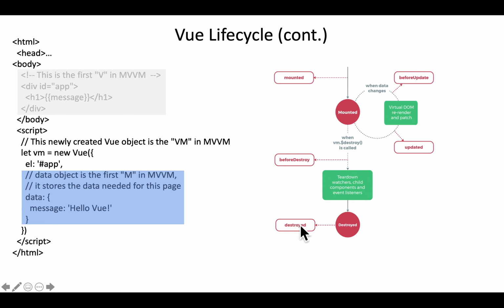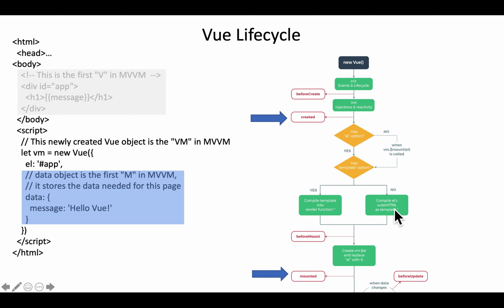So that's the entire life cycle of Vue. Just remember that Vue provides a hook function for each stage. So we can add our custom code inside. So for example, we want something to be done when Vue is in created stage, and we want something to be done when Vue is in mounted stage.